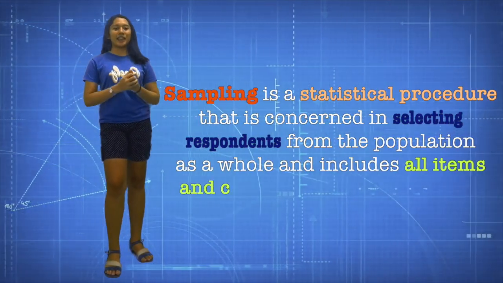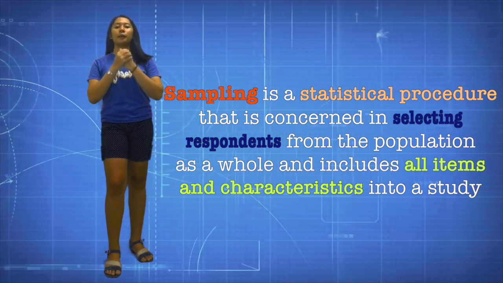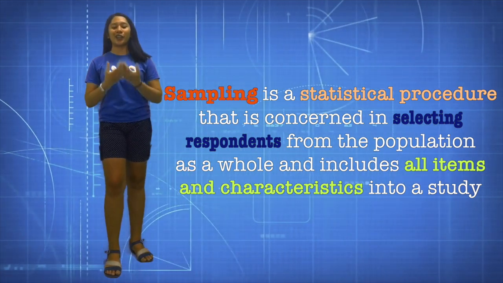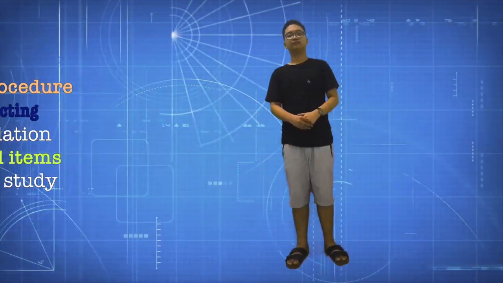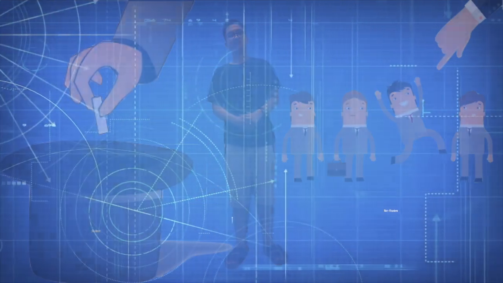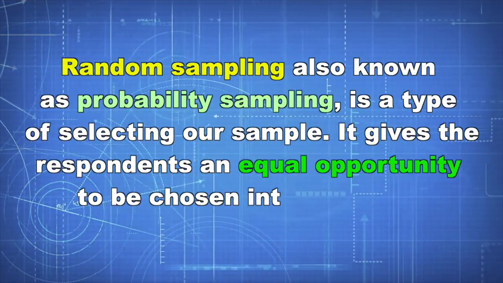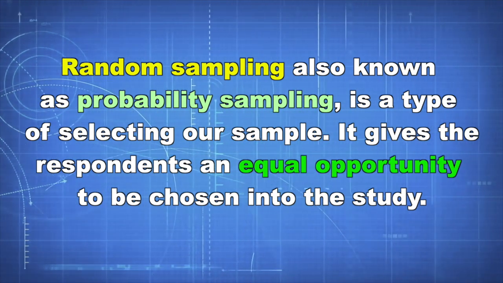Sampling is a statistical procedure that is concerned in selecting the respondents from the population as a whole and includes all items and characteristics into a study. There are two types of sampling, random sampling and non-random sampling. Random sampling, also known as probability sampling, is a type of selecting our sample.